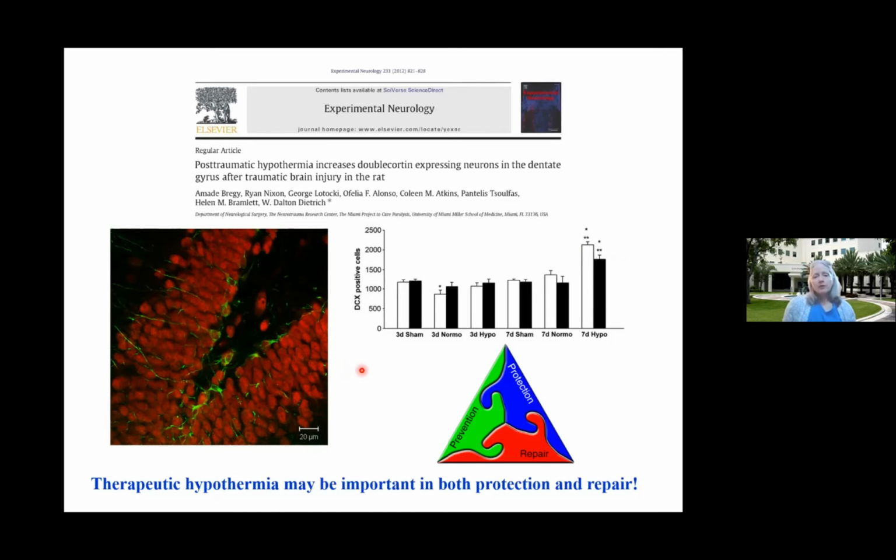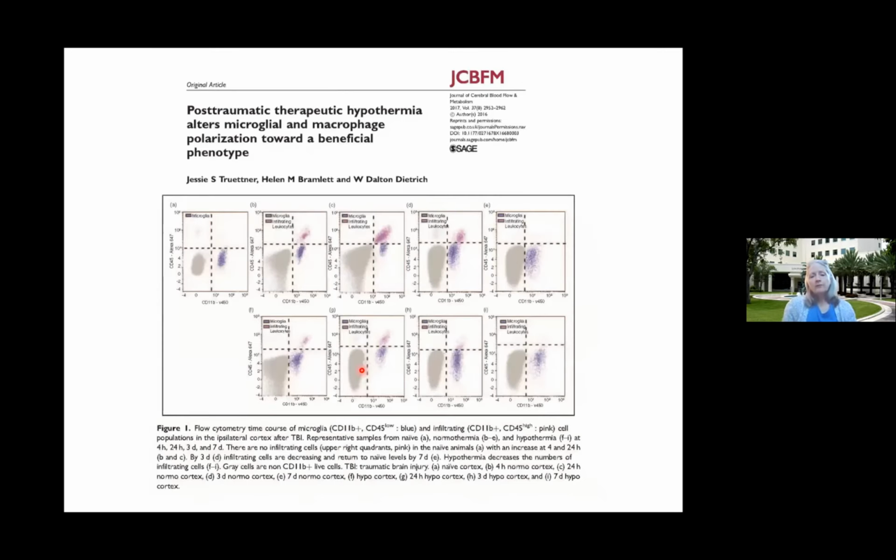More recently, we've started to delve a little bit further into inflammation, and this paper was published in 2017 looking at post-traumatic hypothermia and microglia and macrophage polarization. In these flow cytometry graphs, B through E are normothermic animals at different time points, showing an increase in microglia as well as an increase in infiltrating leukocytes. And the flow cytometry time course F through I shown here are the hypothermia animals, clearly showing a decrease in microglia as well as infiltrating leukocytes.